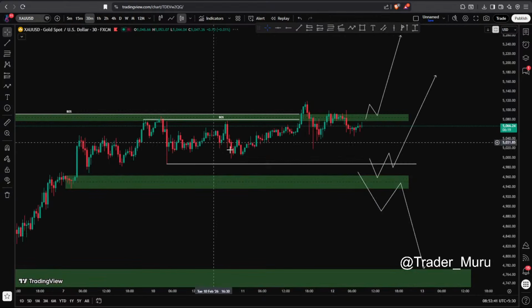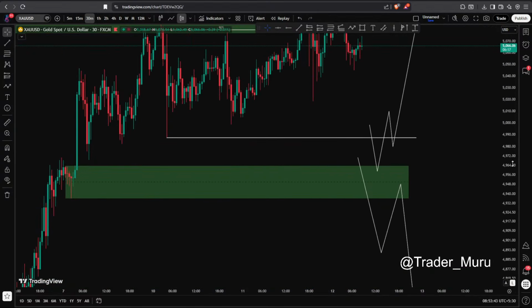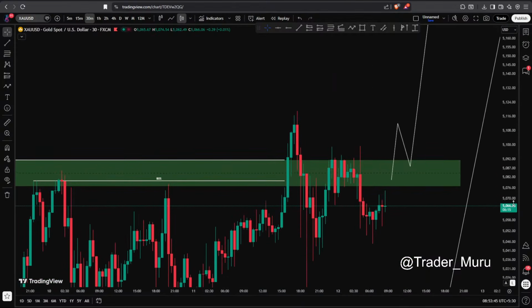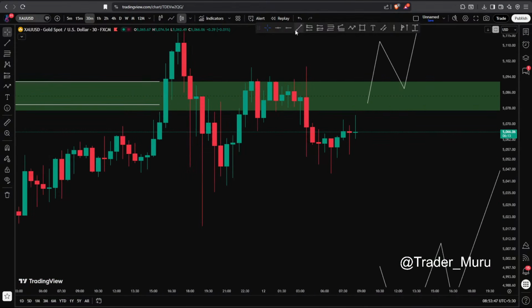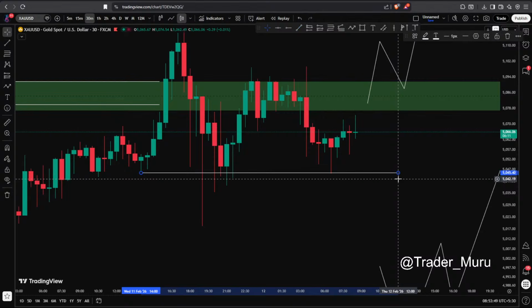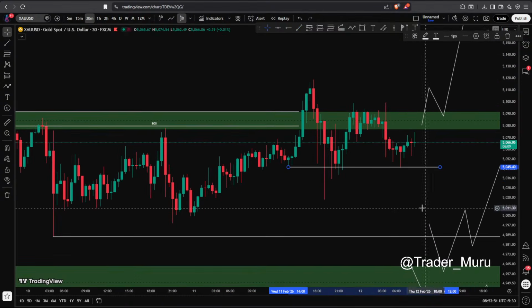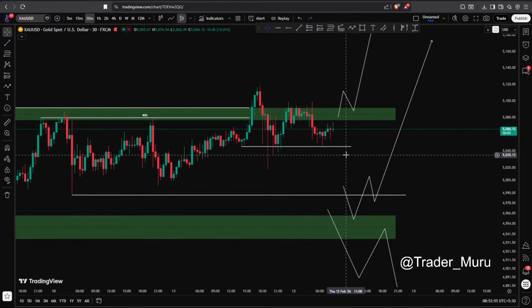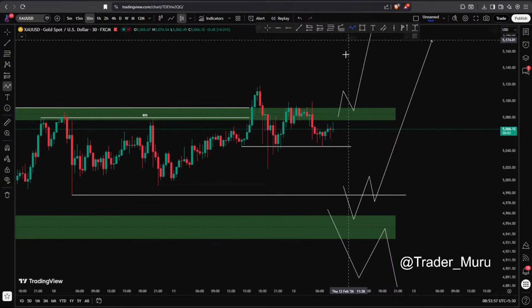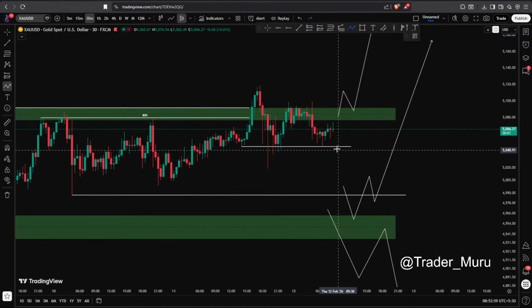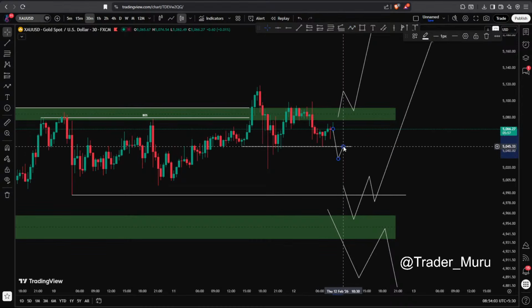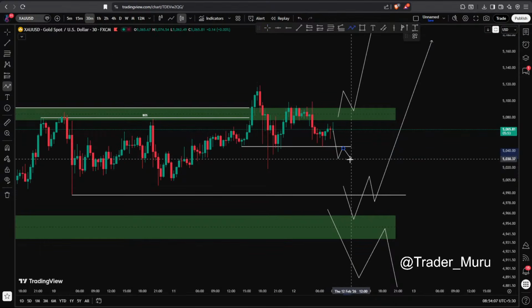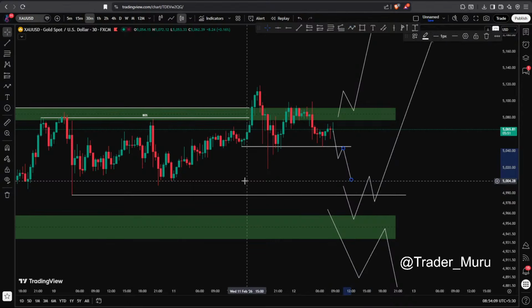Now let's see a smaller time frame. In the 30-minute time frame, this low keeps getting liquidity and price is just bouncing off it. So in the 30-minute, if you want to short it, wait for a candle to break and close below this support here. Then you can short it to this area here.